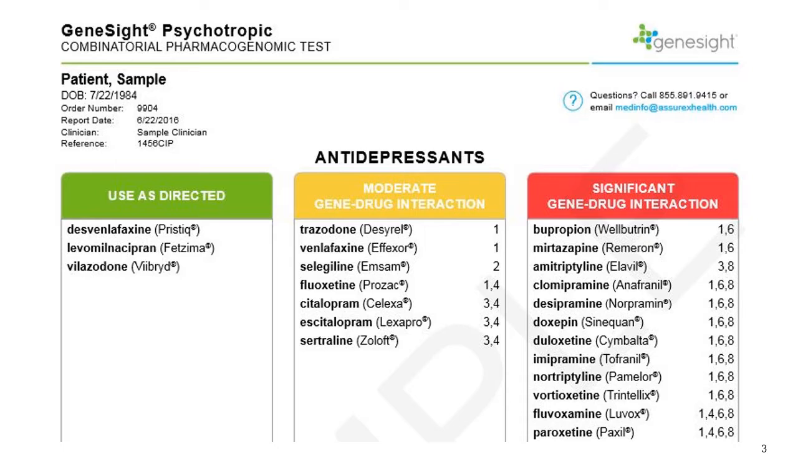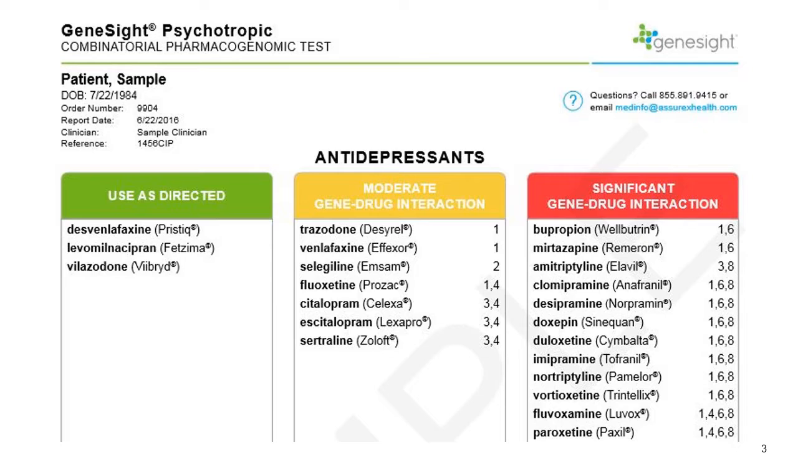So this is the first page that you'll see for a GeneSight psychotropic pharmacogenomic test. This is the report for a sample patient. You'll see your patient's name and date of birth in that top left corner. And then these reports are very nicely color coordinated. So you have a green section, use as directed. It gives you the generic and the brand name. And then you have a moderate and significant gene-drug interaction section.